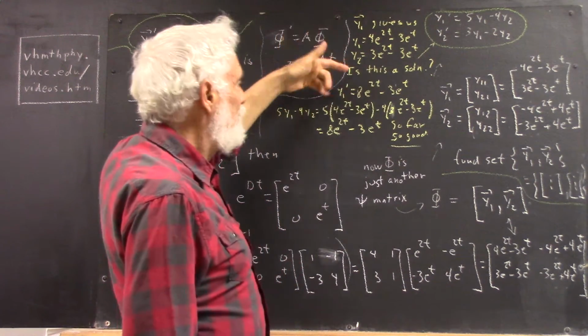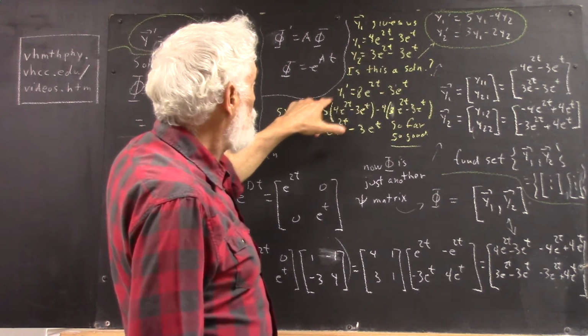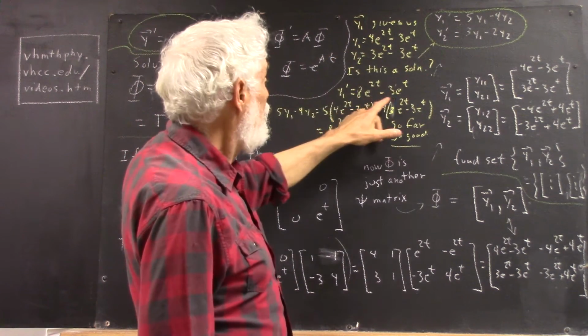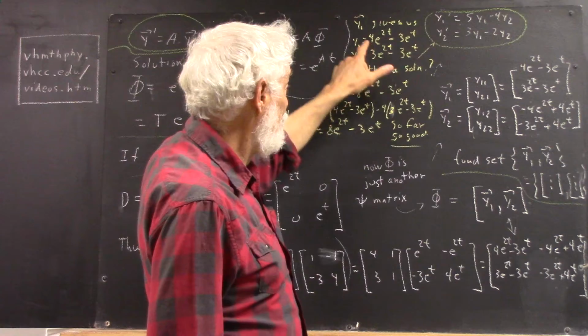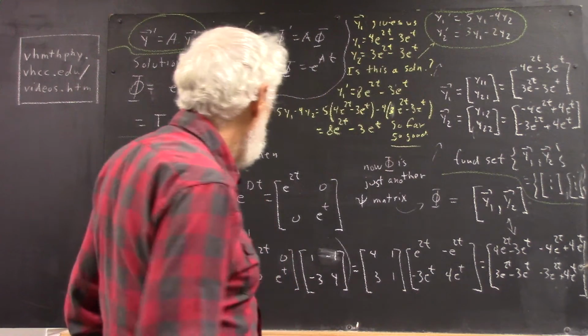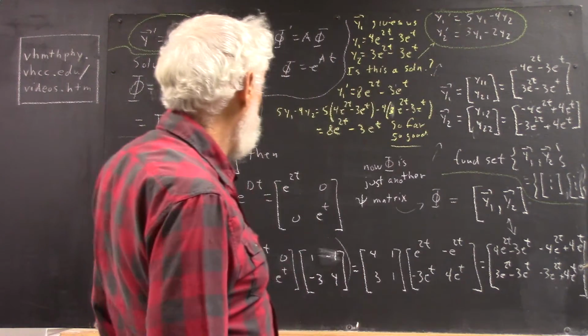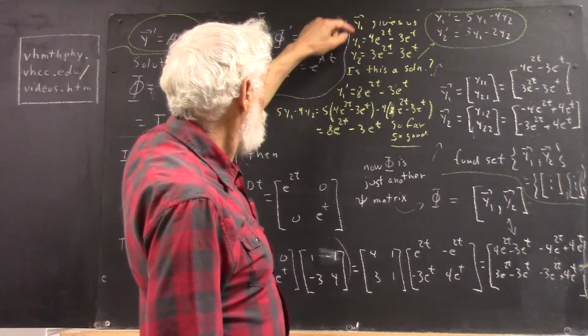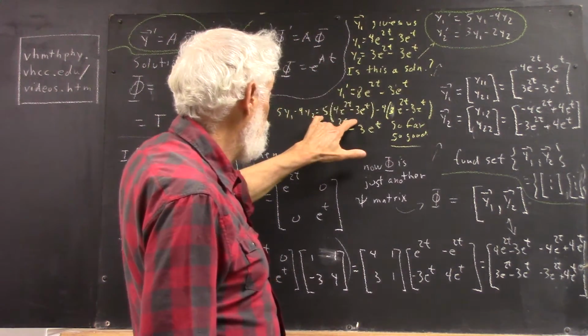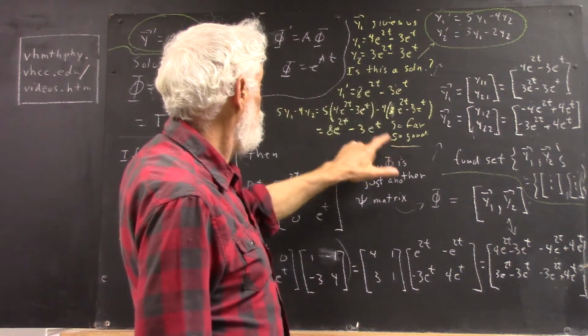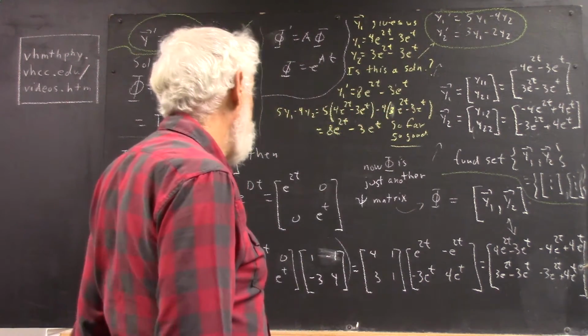Well, it's very easy to verify this. You know, y1 prime, you just take that derivative, it's 8e to the 2t minus 3e to the t. I don't have to tell you why that is. And that should equal 5y1 minus 4y2. Well, 5y1 is 5 times this. Right there we have it, 5y1. y2 is this, so right here is minus 4y2.